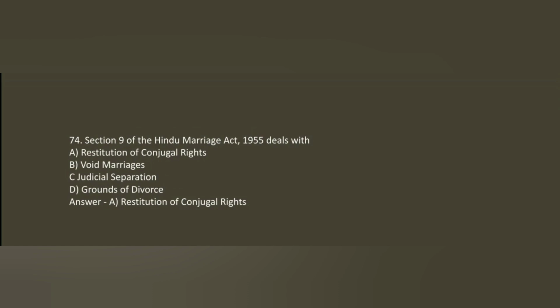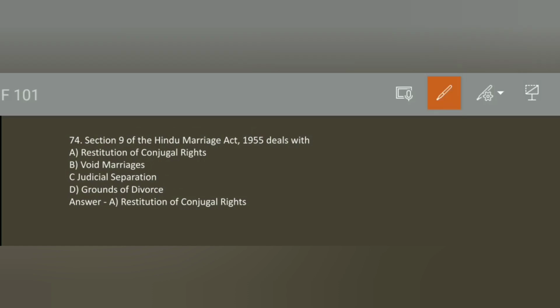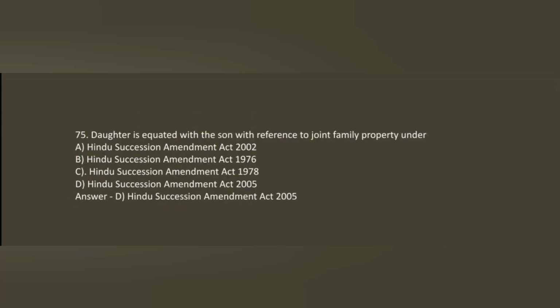Question number 74. Section 9 of the Hindu Marriage Act 1955 deals with? Correct answer option A, restitution of conjugal rights. Question number 75. Daughter is equated with the son with reference to joint family property under? Correct answer option D, Hindu Succession Amendment Act 2005.